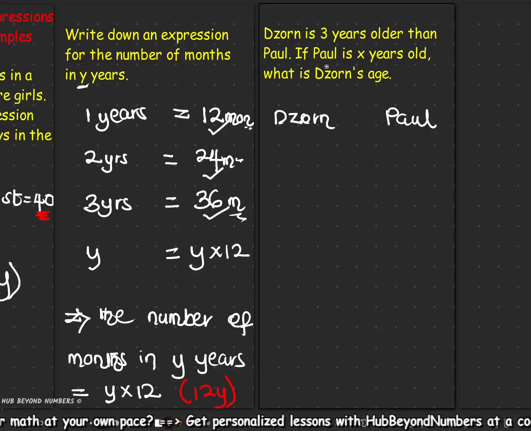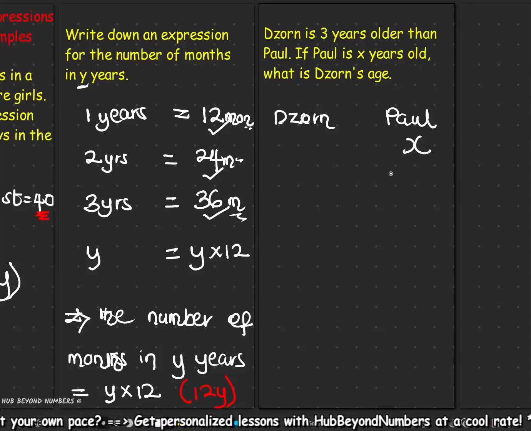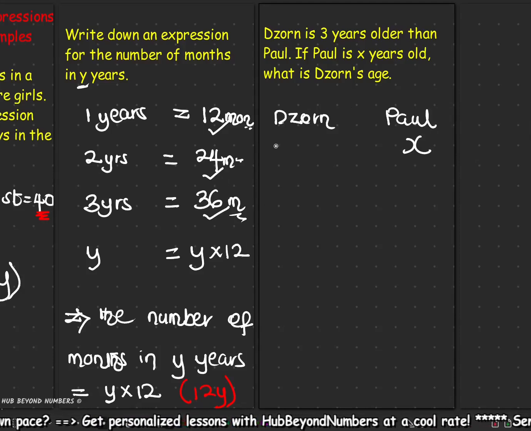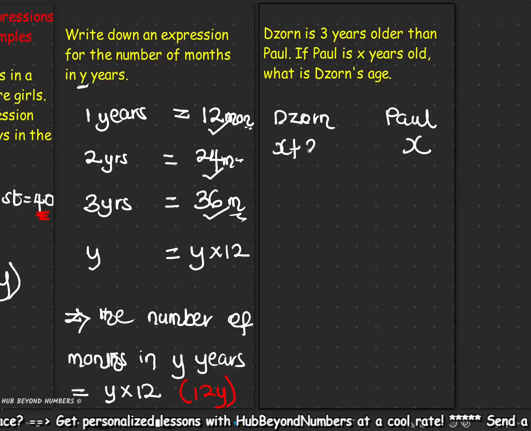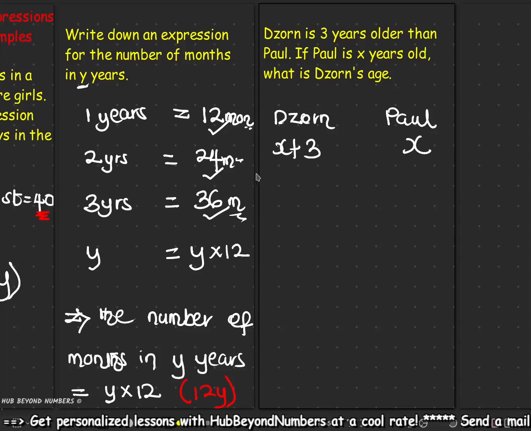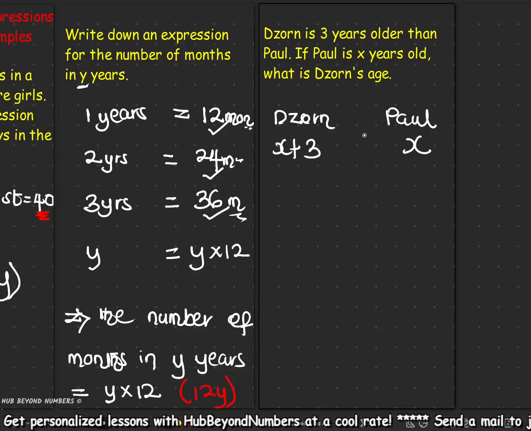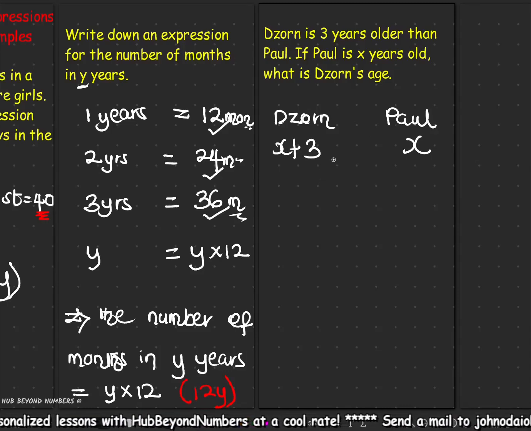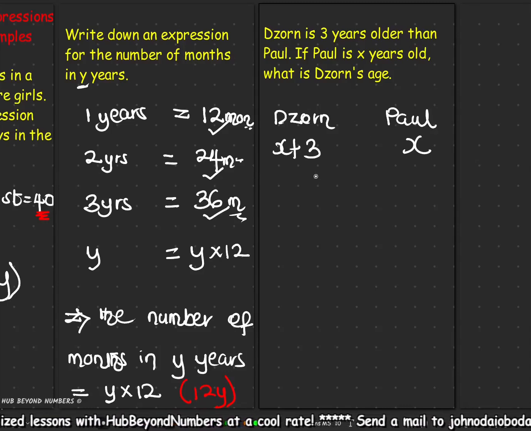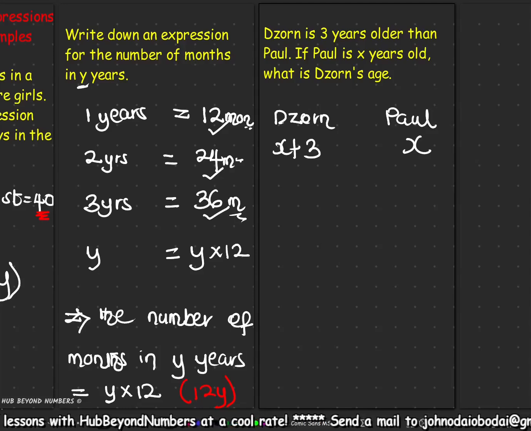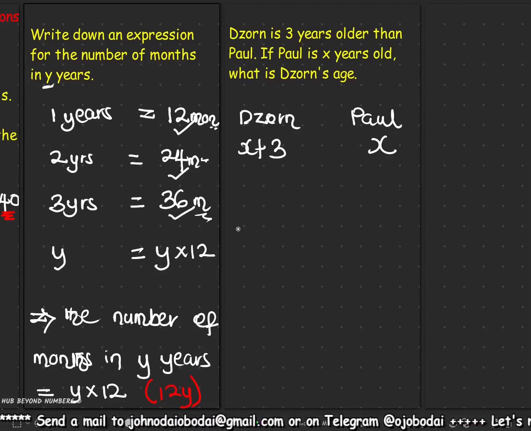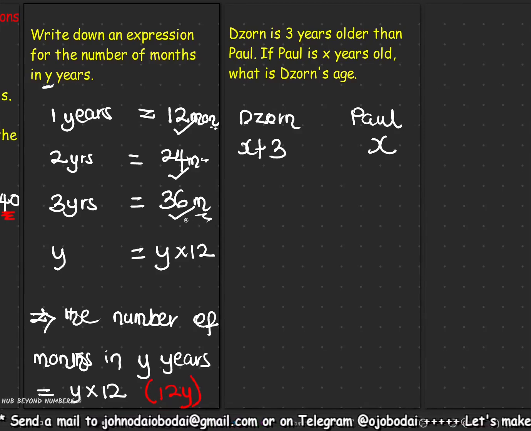So the question is saying if Paul is X years old, this is Paul's age, then what is John's age? John will simply be X plus 3. You see, it doesn't matter the age of Paul. John is simply 3 years older than him. It looks tricky, but it's very, very simple. All right. So we would solve one last example, after which I would put down some exercises you can try your hands on.